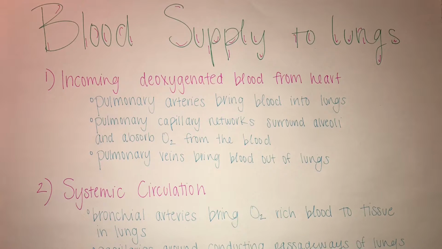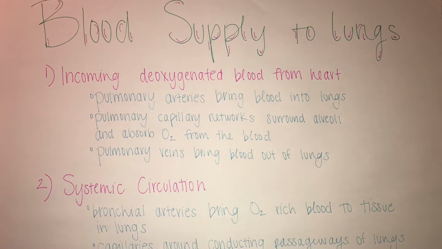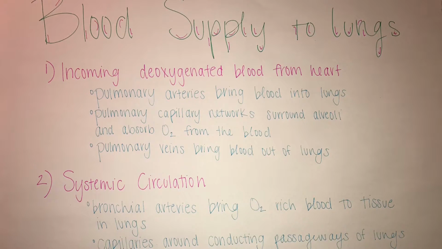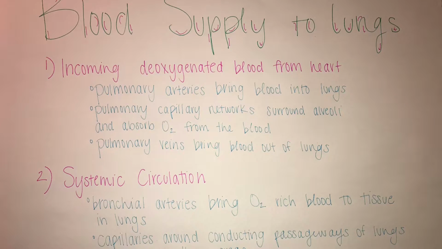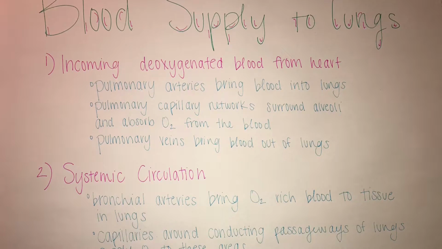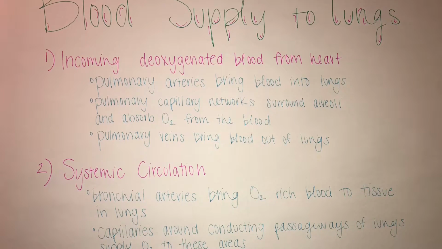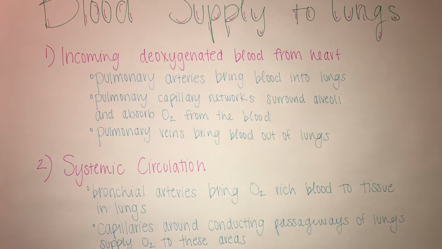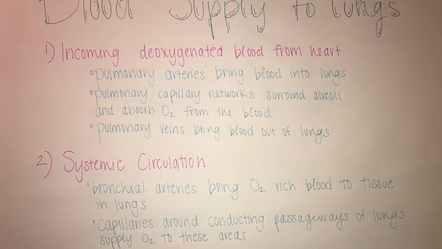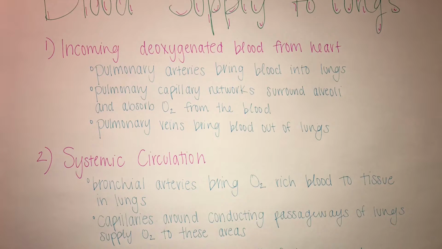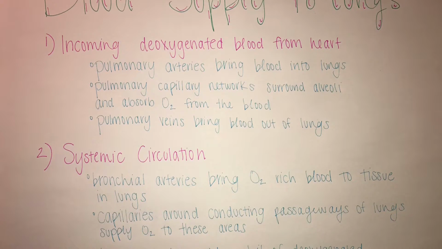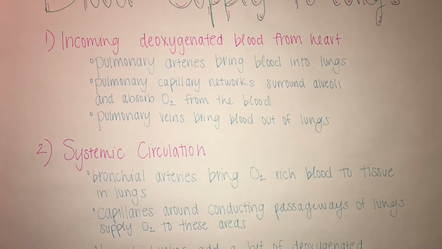Blood supply to the lungs includes both incoming deoxygenated blood from the heart and systemic circulation. Deoxygenated blood from the heart enters into the lungs through the pulmonary arteries. Pulmonary capillary networks that surround the alveoli then absorb oxygen from the blood. Pulmonary veins bring blood out of the lungs.